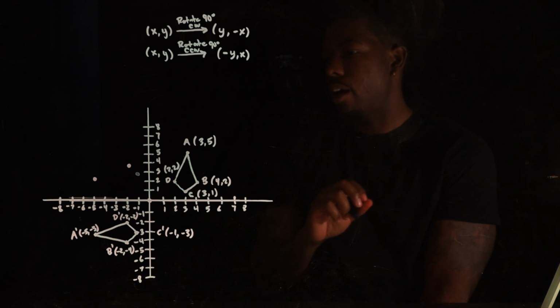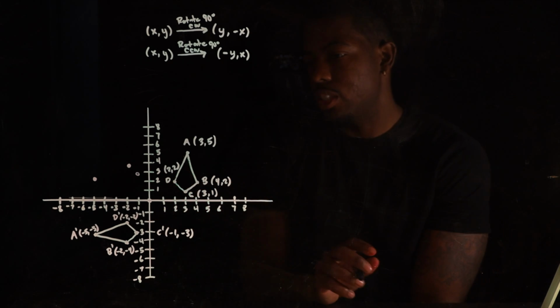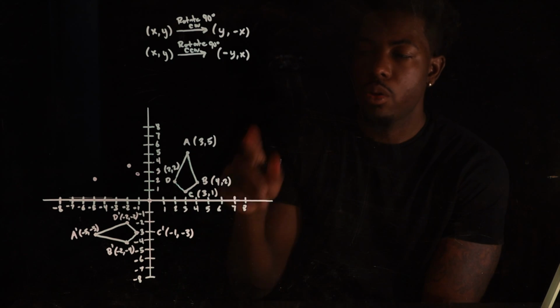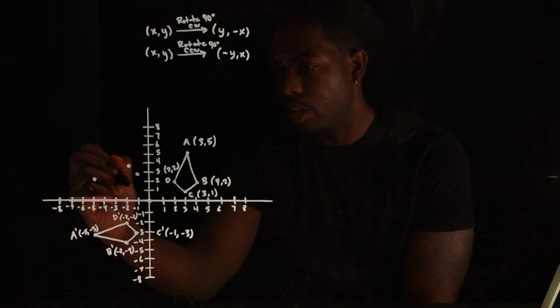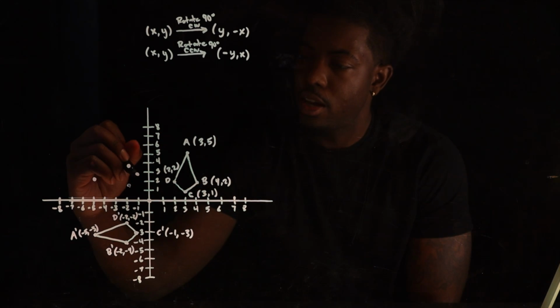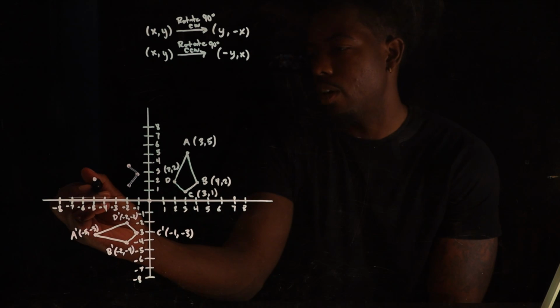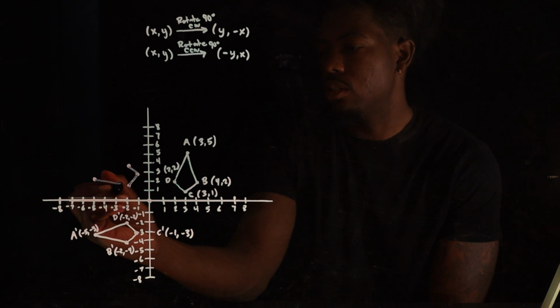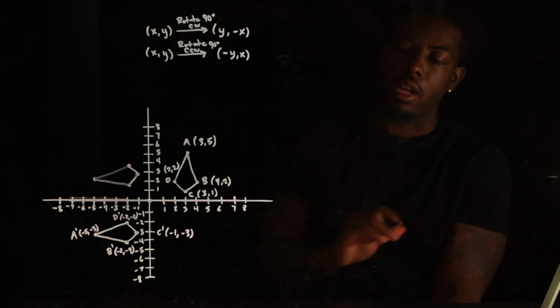Then we should have our point D, which is at 2 comma 2. Switch to 2. Y becomes opposite. Negative 2 comma 2. And that is a 90-degree rotation counterclockwise.